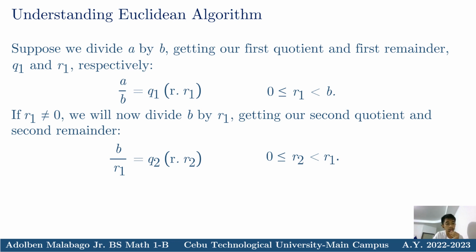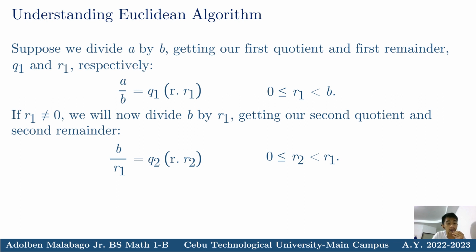So here, if R sub 1 is not equal to 0, we now divide B by R sub 1, getting our second quotient and second remainder. This order is reflected in the subscripts of the quotient and the remainder as shown in this slide. B, earlier the divisor, now becomes the dividend, similar to the previous examples, and the first remainder now becomes the divisor of the next division.